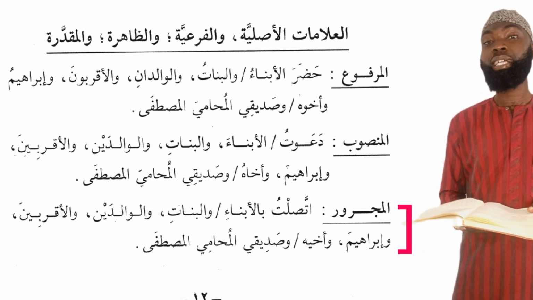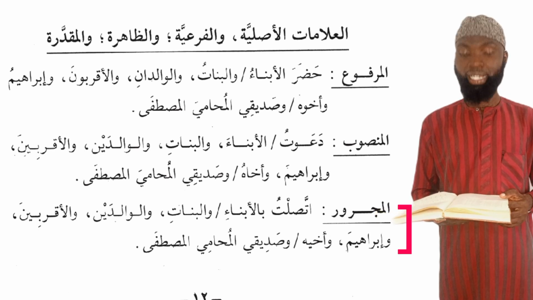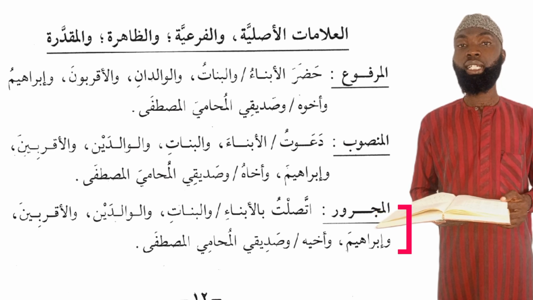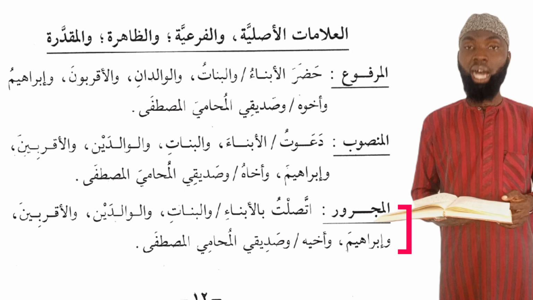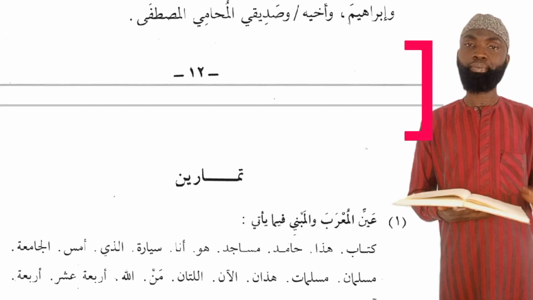Wa Ibrahima, since this is a diptote, the sign is fatha. Wa akhihi, the sign is ya. Wa sadiqi, the sign is hidden. Al muhami, the sign is hidden. Al mustafa, the sign is hidden.